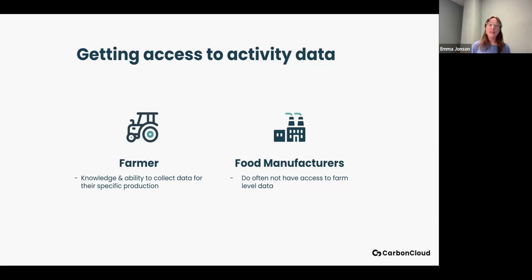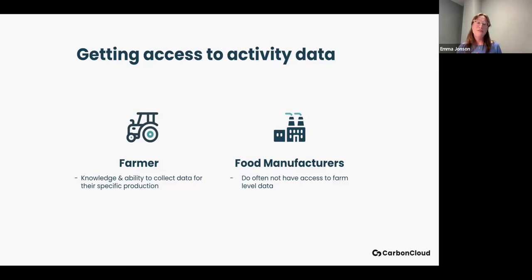So if you're a farmer, then you probably have quite good knowledge of your activity data. You probably know how much fertilizer you use and what type of fertilizer. And that means that you can calculate the emissions from your specific farm.